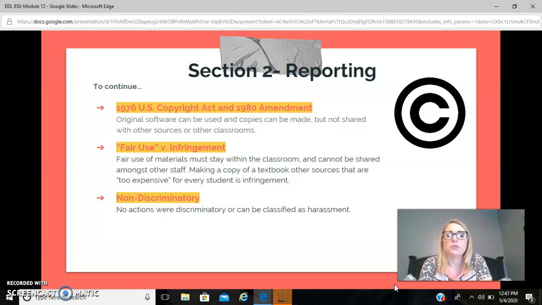Fair use of the materials must stay in a single classroom. It cannot be shared amongst other staff, which is what Mrs. Lynn intended to do. And making a copy of a textbook and other sources that are too expensive for every student, that's also infringement. So that was the main reason that these copies were made, because of the school's lack of budget to purchase more. So that makes it an infringement. And in this scenario, there appears to be no discrimination or harassment that is evident.